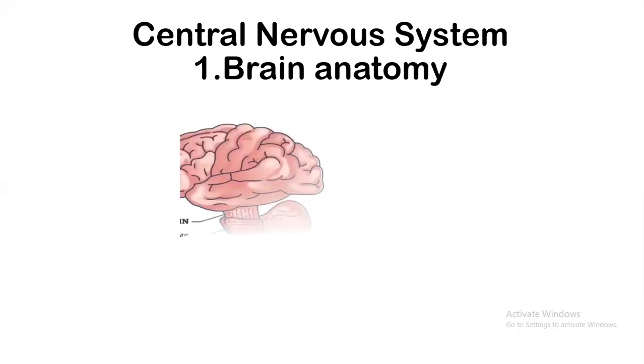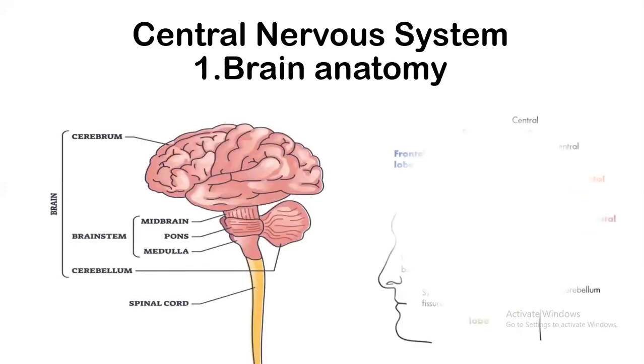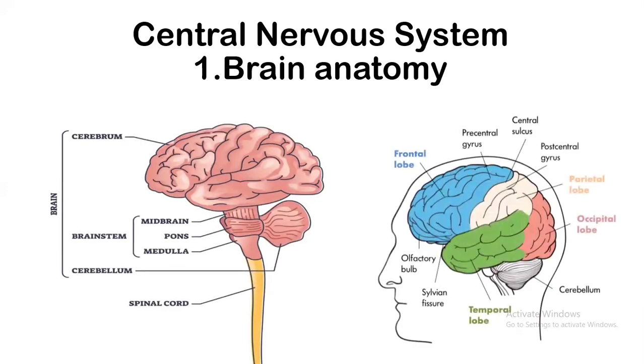In this slide, let's learn about our brain's anatomy. Our brain is comprised of four main parts. They are the cerebrum, cerebellum, diencephalon, and the brain stem. According to the first picture, we can see the cerebrum here. The cerebrum is the largest part of our brain.